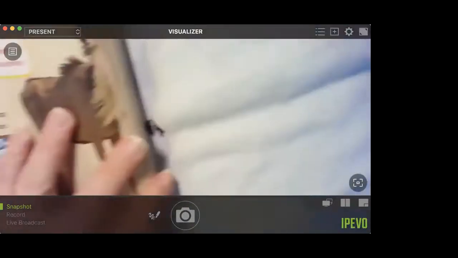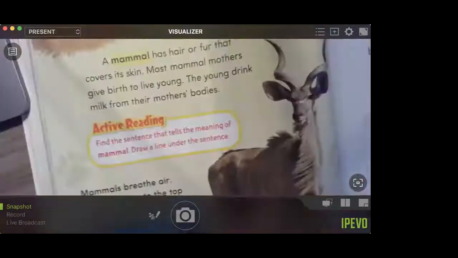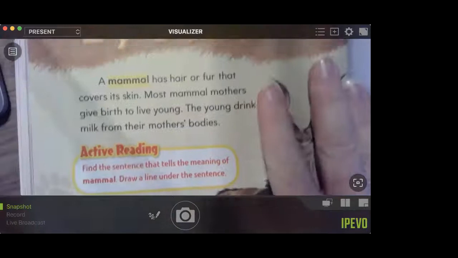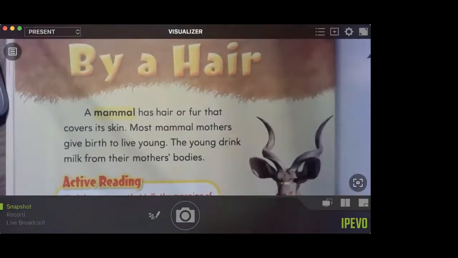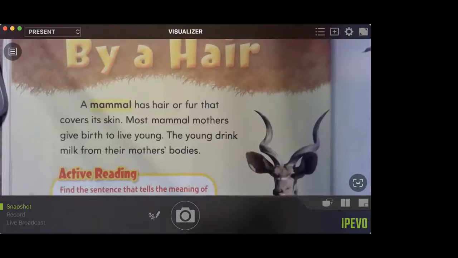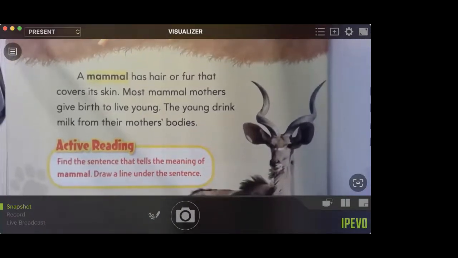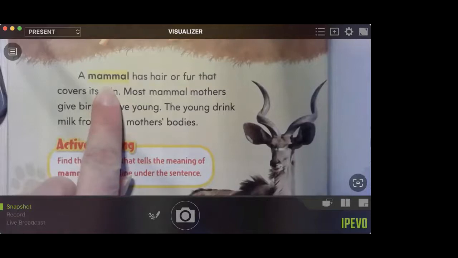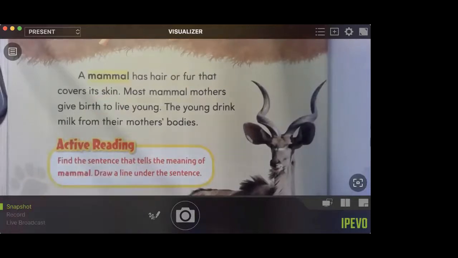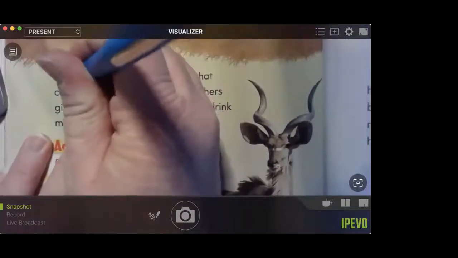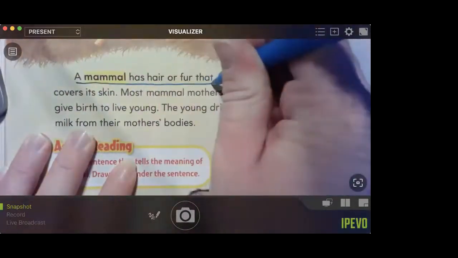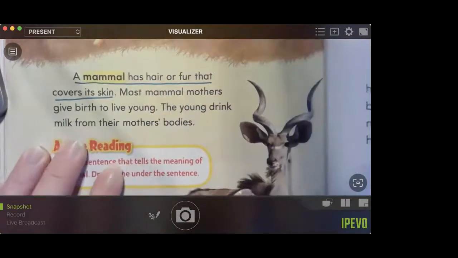Okay, so the first type of animal we're going to talk about right now is going to be a mammal, and it's called by a hair. A mammal has hair or fur that covers its skin. Most mammal mothers give birth to live young. The young drinks milk from their mother's bodies. Find the sentence that tells the meaning of a mammal and draw a line under the sentence. So we're going to go back up to the highlighted word mammal. A mammal has hair or fur that covers its skin. So what is a mammal? Well, it's something that has hair or fur that covers its skin. Okay?